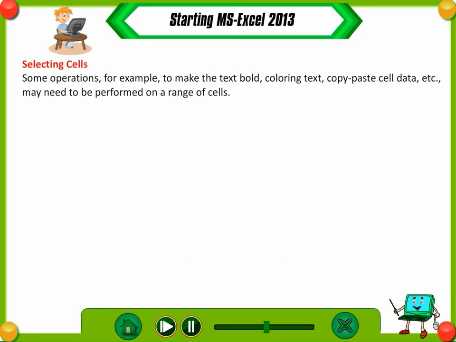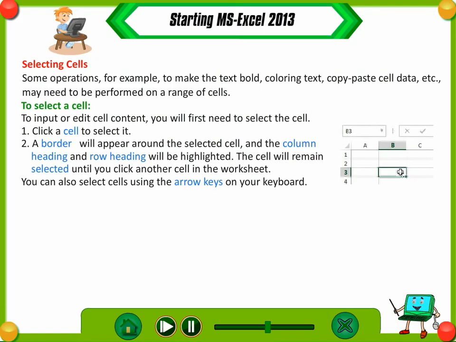Some operations, for example, to make the text bold, coloring text, copy-paste cell data, etc. may need to be performed on a range of cells. To select a cell, to input or edit cell content, you will first need to select the cell. Click a cell to select it. A border will appear around the selected cell and the column heading and row heading will be highlighted. The cell will remain selected until you click another cell in the worksheet.